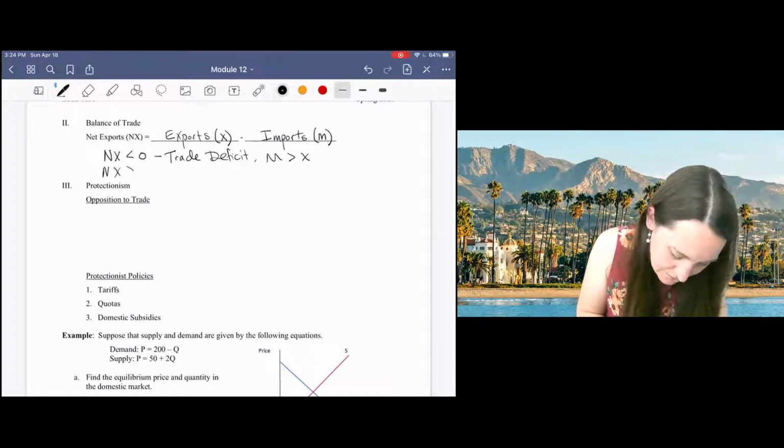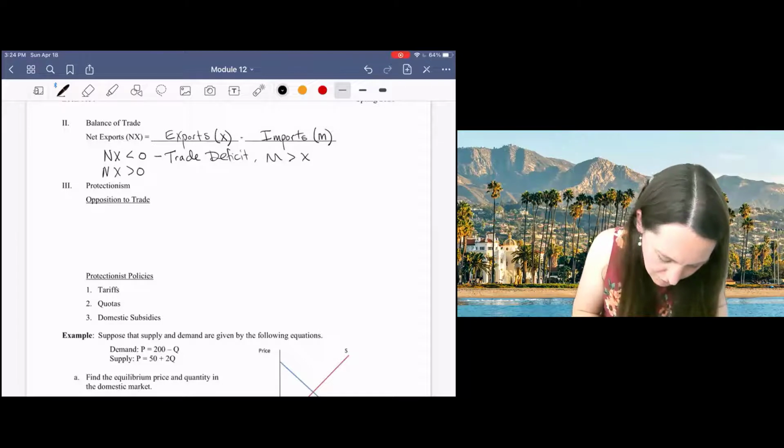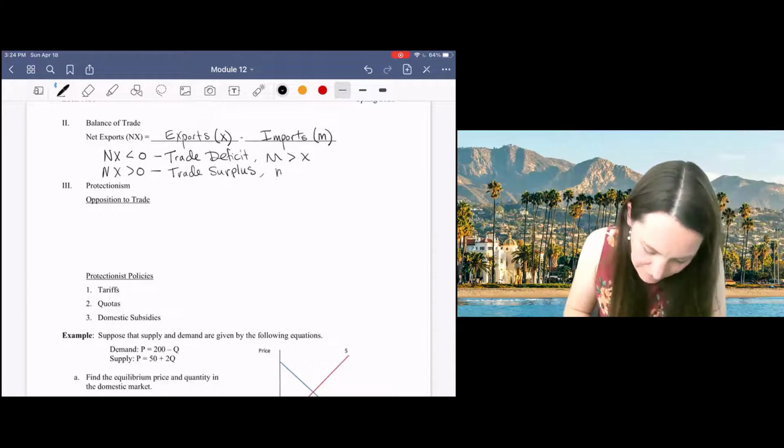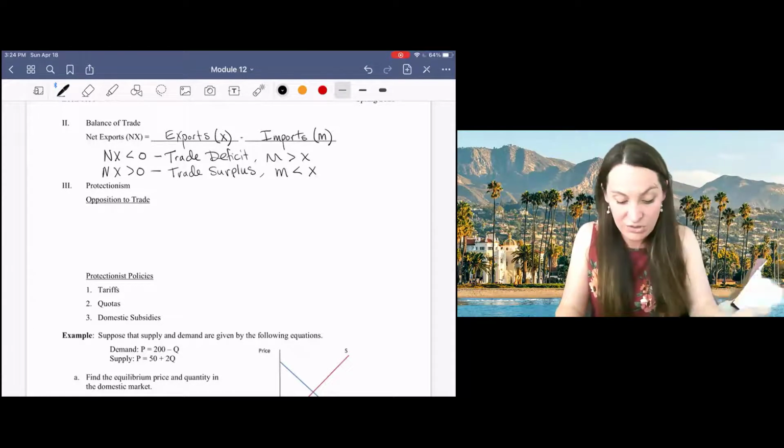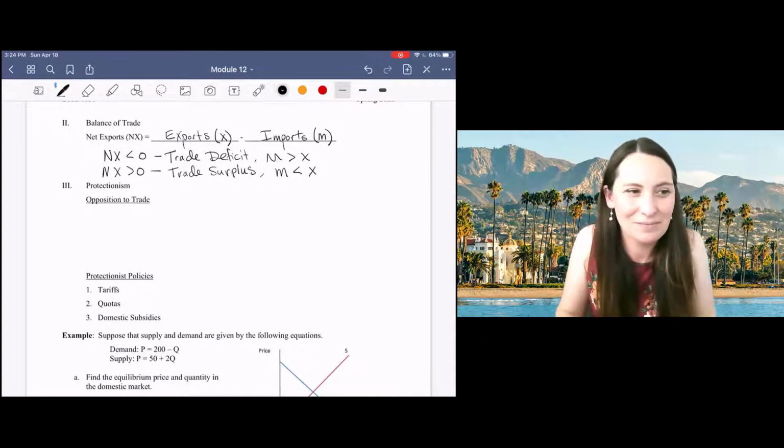And the opposite could also be true. If we're exporting more than we're importing, we have a trade surplus. Net exports will be positive. And of course, exports is greater than imports.